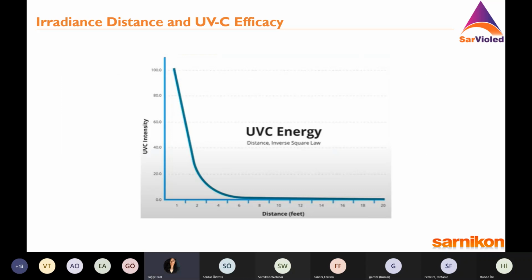The other important point is the distance. If you are far away from the UVC light source, you actually can cover a much larger area. But with that larger area, your intensity is going to be much lower. But if you are closer to the source, the intensity is going to be much higher. This is why distance plays a very critical role in the disinfection application. If you want to receive the maximum efficacy from your system, you should install a UVC luminaire closer to the disinfected area.